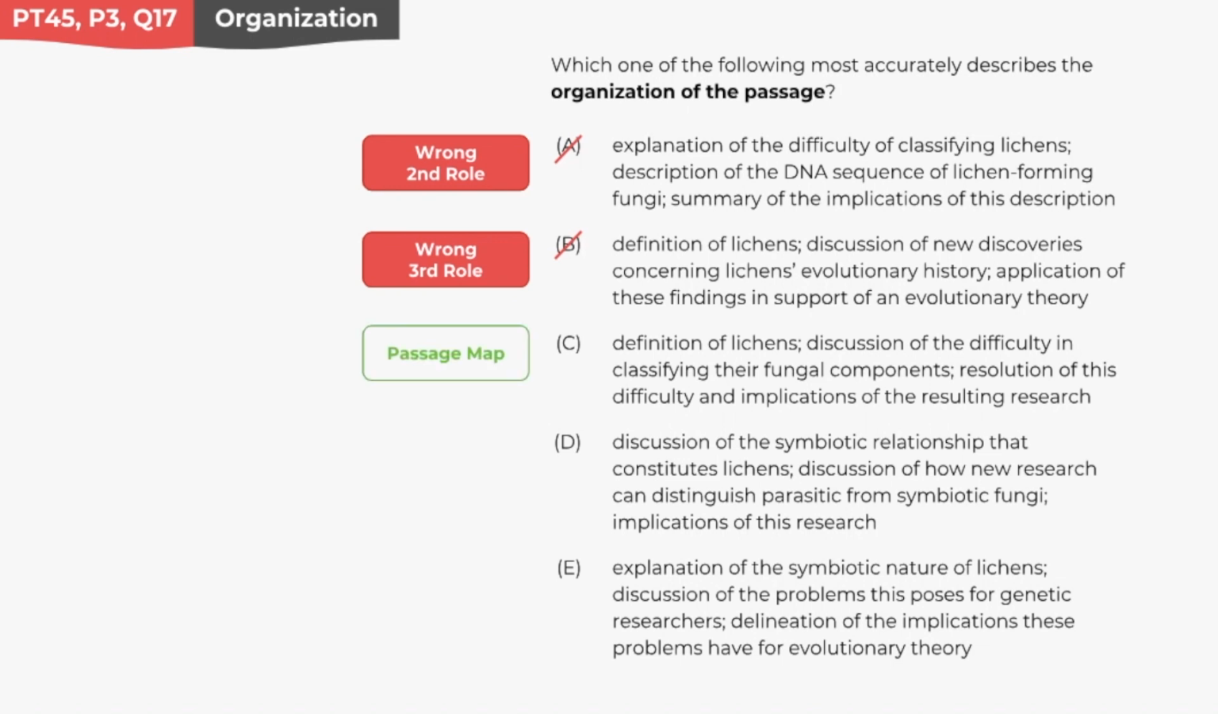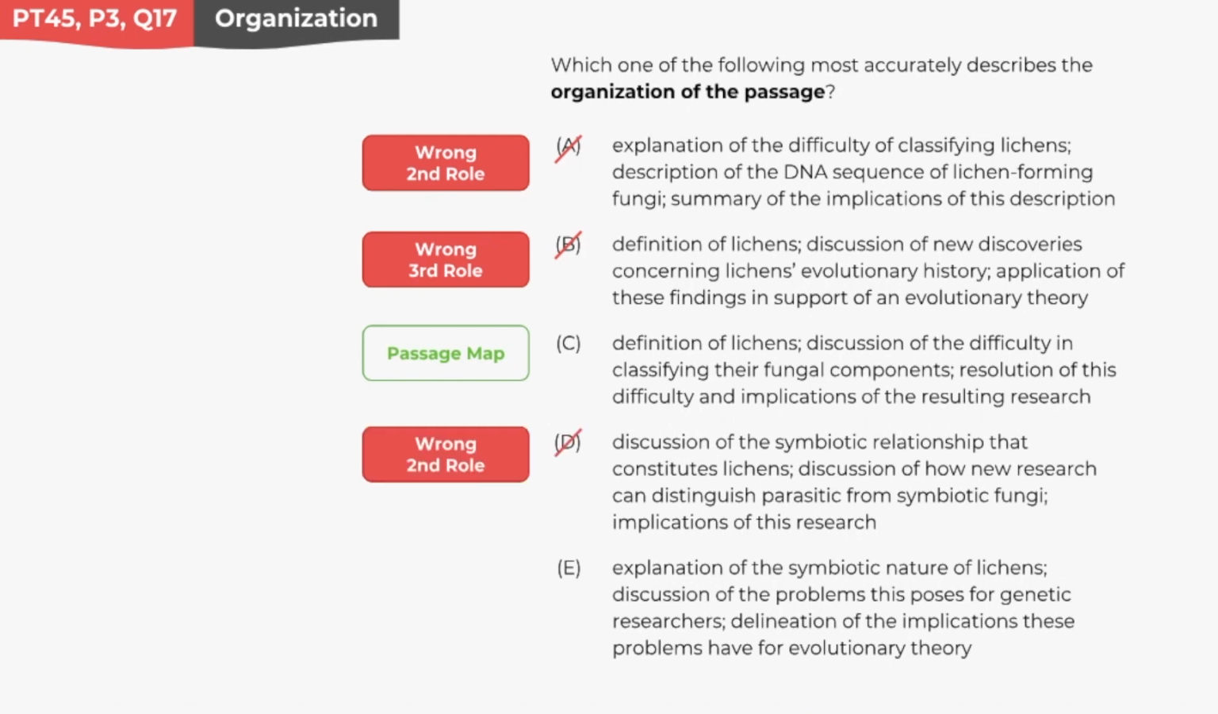Answer choice D says discussion of the symbiotic relationship that constitutes lichens. We do get that discussion. I'm not sure, but okay, let's hold on so far. So discussion of how new research can distinguish parasitic from symbiotic fungi and implications of this research. Well, we do have an implication of the research. I'm not sure that we get a discussion of how new research can distinguish parasitic from symbiotic fungi, but rather how the new research can distinguish between lichens and their host, the algae. So that second role is wrong. Let's get rid of it.